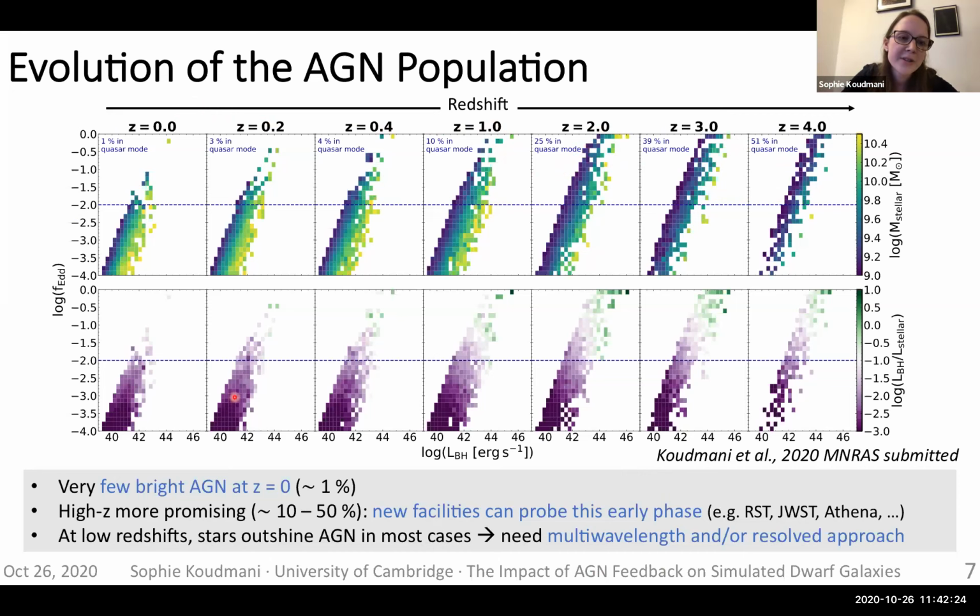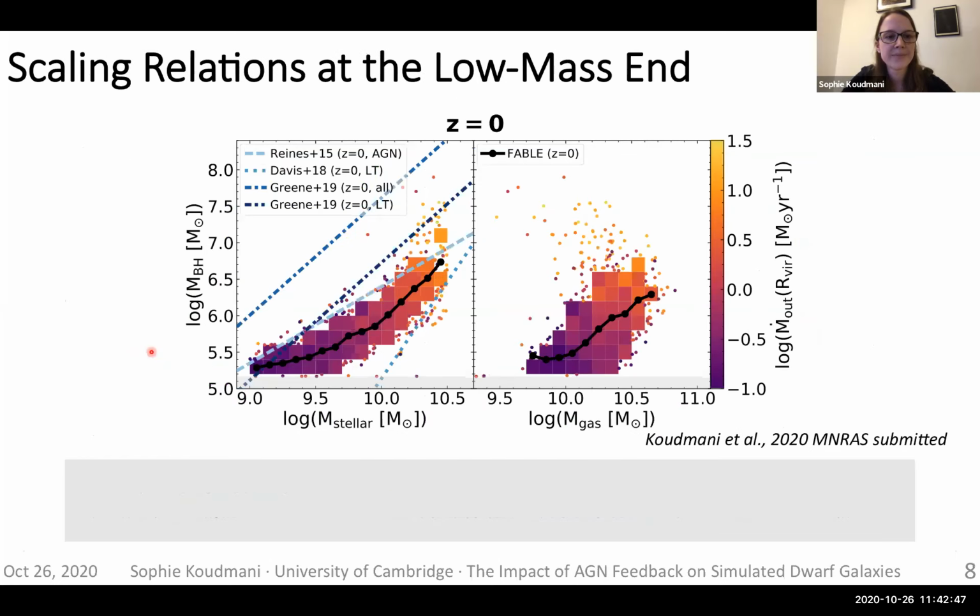And the lower row shows you another issue with looking for AGN in dwarfs, especially here at low redshifts, which is that most of them are outshone by the stellar component. So then we really need multi-wavelength and/or resolved observations to be able to find these. These kinds of approaches will become very important if we want to study the local AGN population.